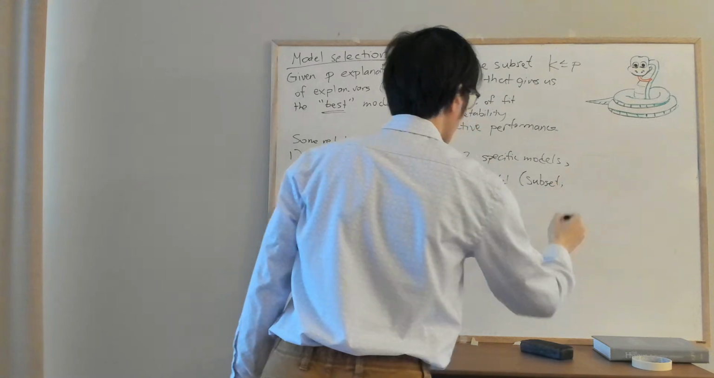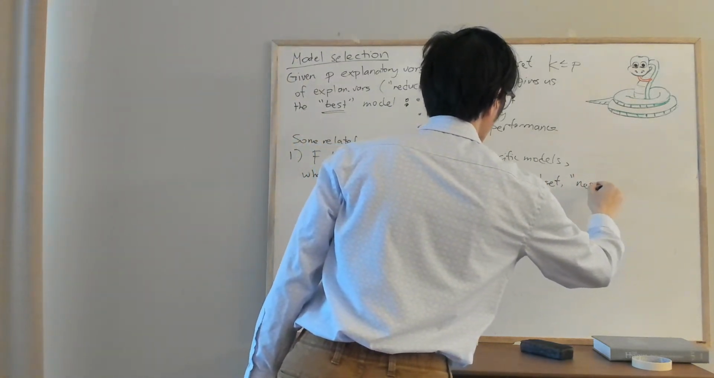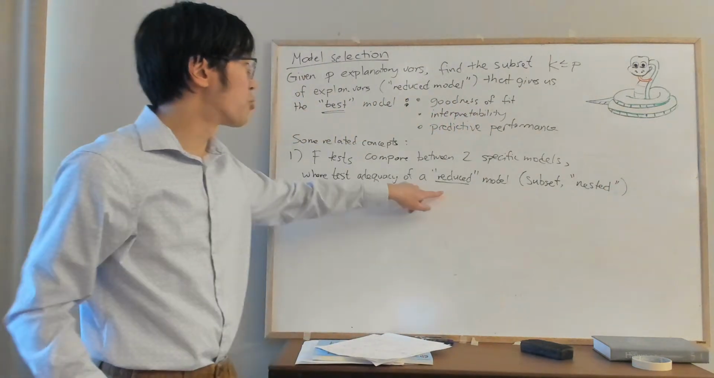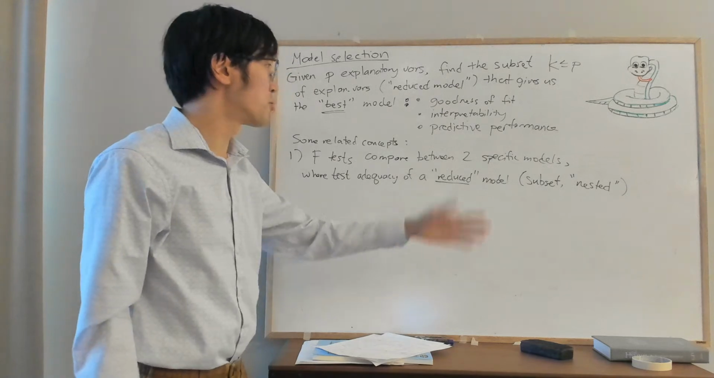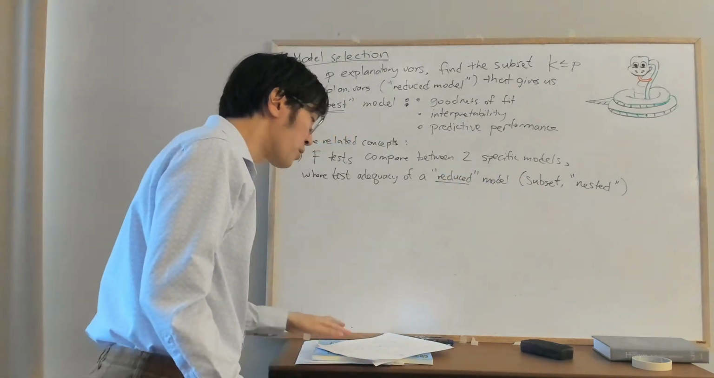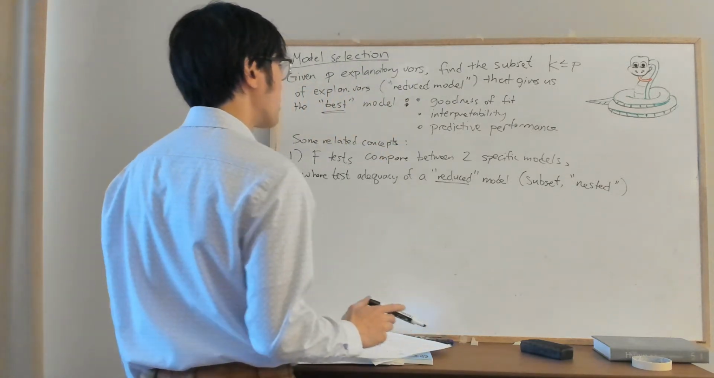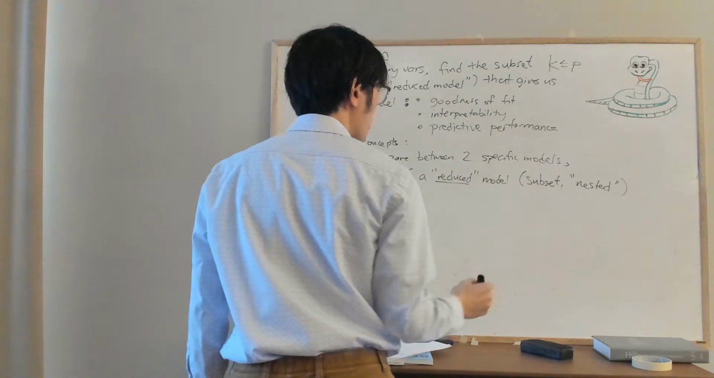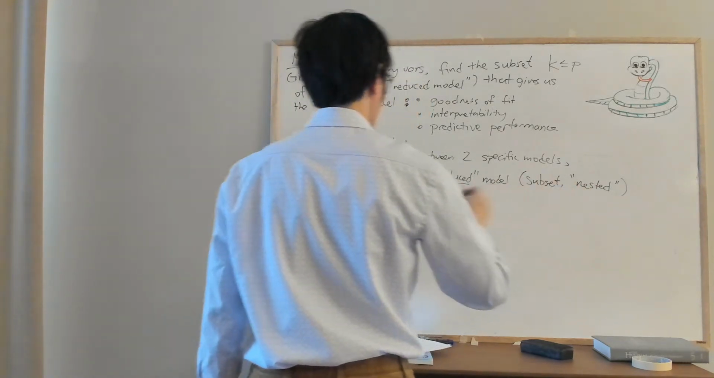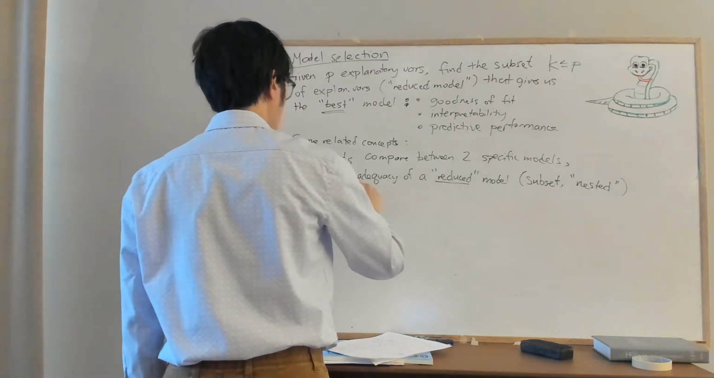Subset. Also another term that's sometimes used is we say nested, because all the predictors in the reduced one are also in the full. So these are synonymous terms for describing the relationship. Compared to a full model. Relative to a full model.